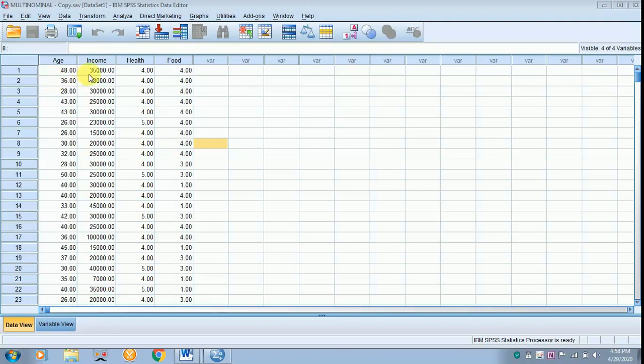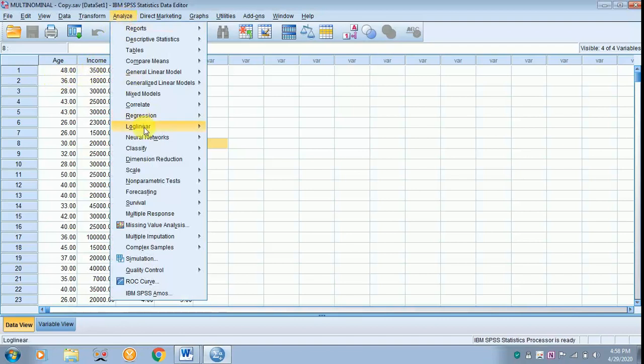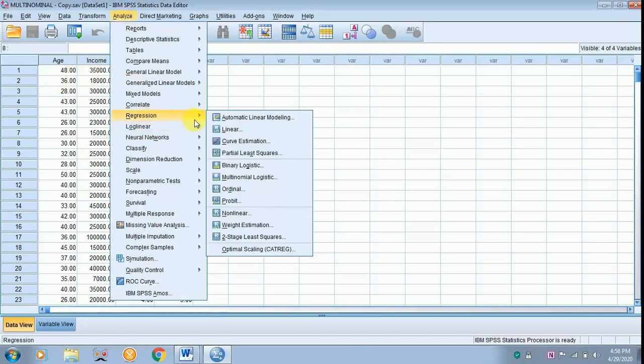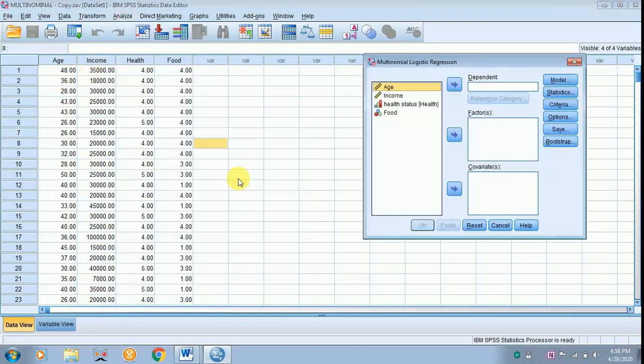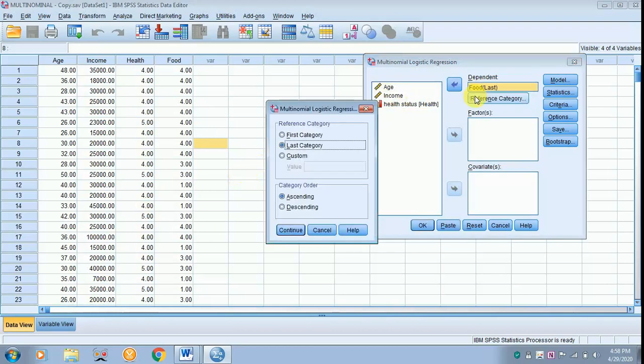Now we'll go to the analytical part. Click analyze, scroll down to regression. From there move on to multinomial logistic regression. So my dependent variable here is food. So I'll be clicking food and placing it in dependent. My reference category by default is last and I'm going to maintain the same.